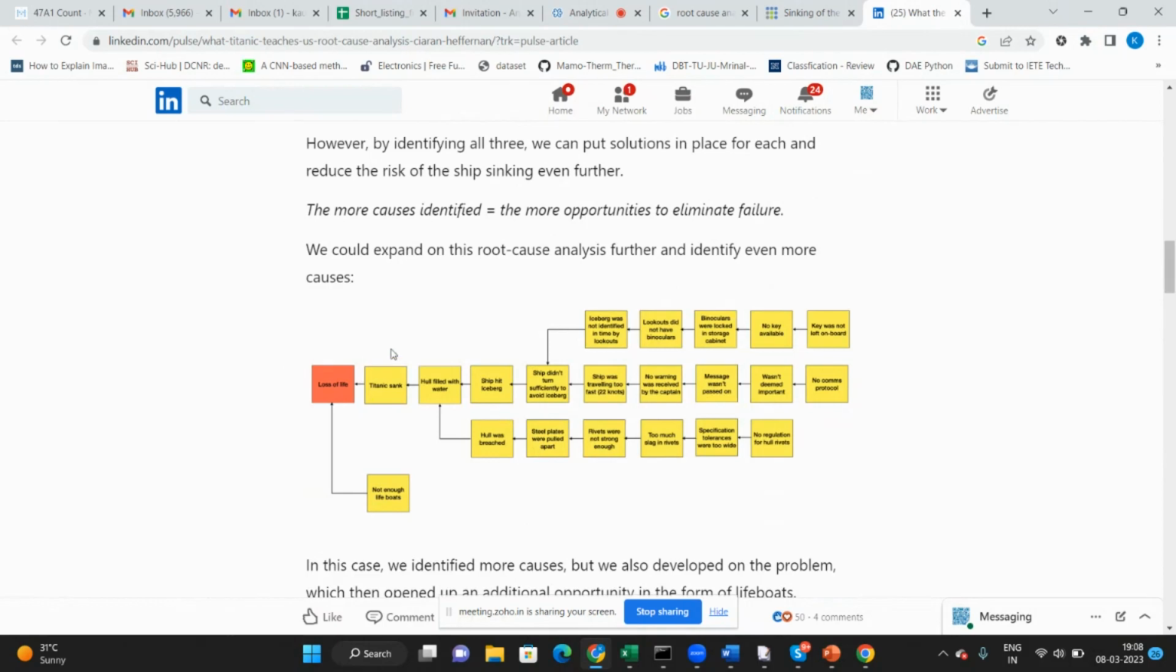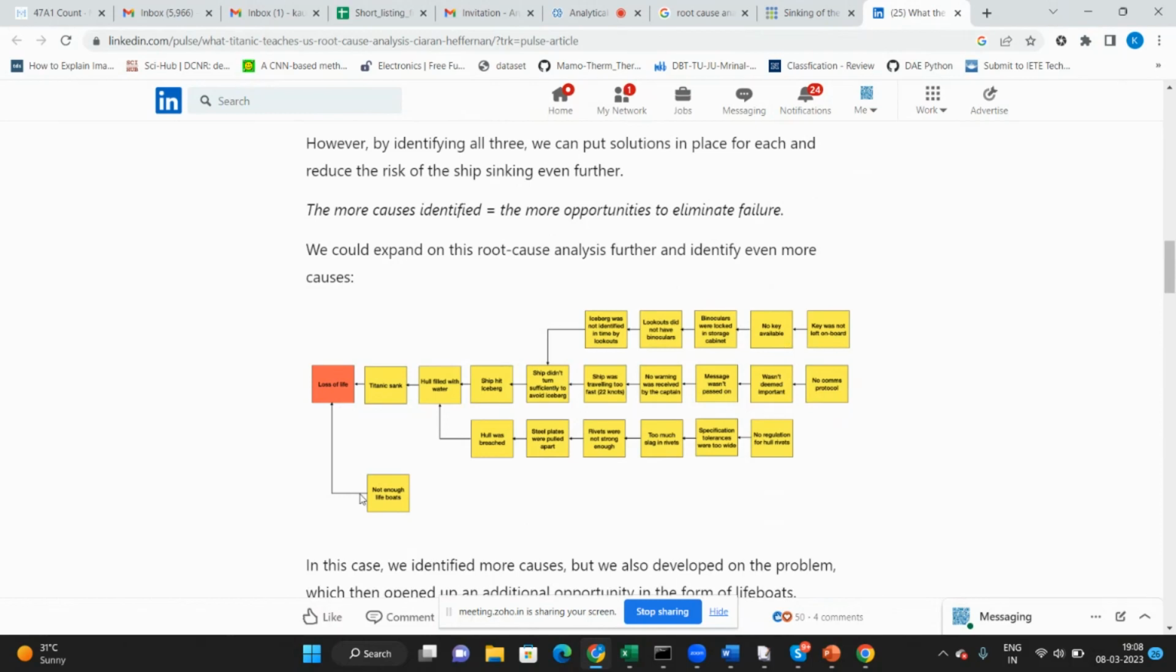The reason being that the ship sank, the ship was filled with water. Because the ship hit the iceberg, the ship could not turn. The ship was going very fast. The captain did not receive any warning, right? So the message about the iceberg was not deemed to be important. No communication, right? Again, the ship could not turn because the iceberg was not identified. There was no binocular. Since there was no binocular, they did not know that the iceberg was there.